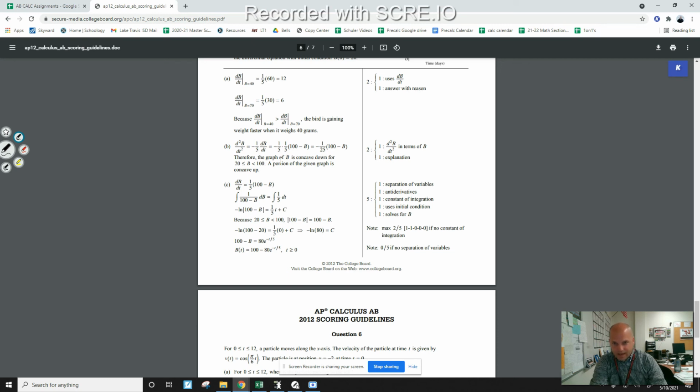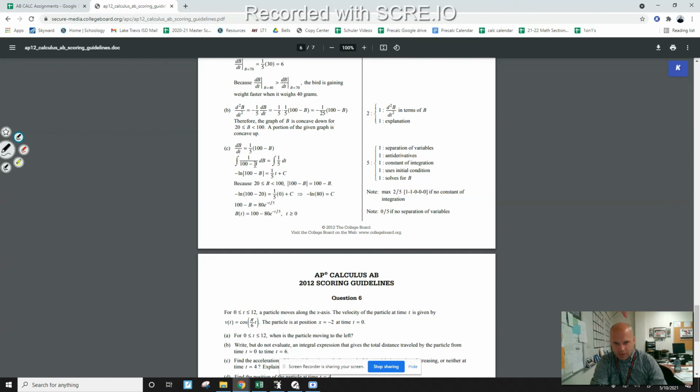B is concave down. A portion of the graph is concave up. Separating your variables like we did, 1 point. Antiderivatives, including this negative in front of the log, that's worth 1 point. Using a plus c is worth 1 point. Finding what c is by using the initial condition, they got rid of the absolute value, whatever. Who cares about this step? We just get rid of the absolute value when we find c. Finding c is 80. They did it at a different step than I did, whatever. Solving for b correctly.